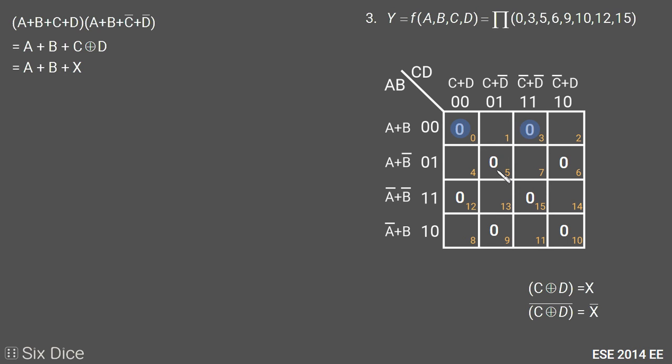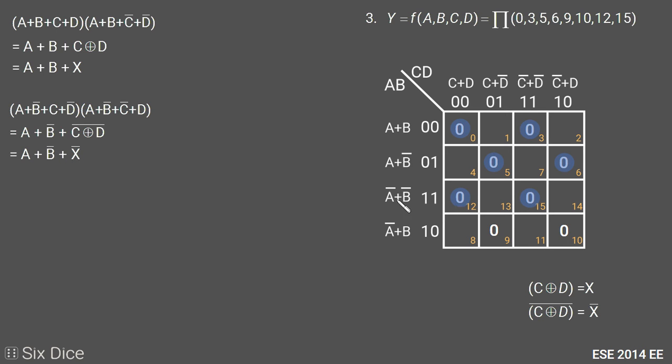Now for these two zeros, this 0 has a plus b bar plus c plus d bar, and this 0 is a plus b bar plus c bar plus d. Now if we minimize here, then we will get a plus b bar plus c XOR d whole complement, with c XOR d as x here, so we will get a plus b bar plus x bar.